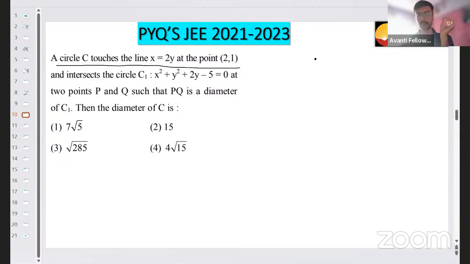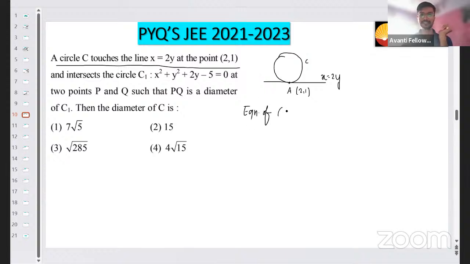So let's try to draw the diagram. Let's say this circle is C, and this is the line. This is the circle C, and this is the line x equals to 2y. This point is given, let's say point A, (2, 1). So the second thing is given. Can we write the equation of circle?